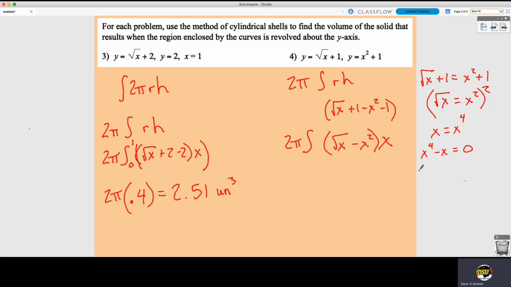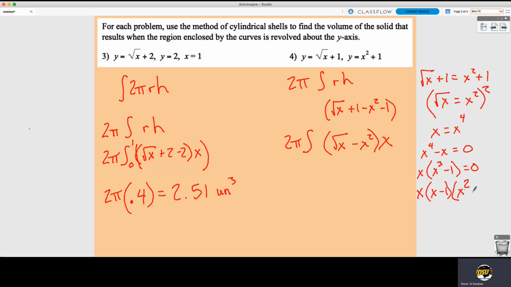Okay, we could factor out an x, right? So this ends up being x times (x cubed minus 1) equals 0. And then we're going to have to factor a difference of two cubes. Do you guys remember how to do that? And there you go. That's right, Drew.